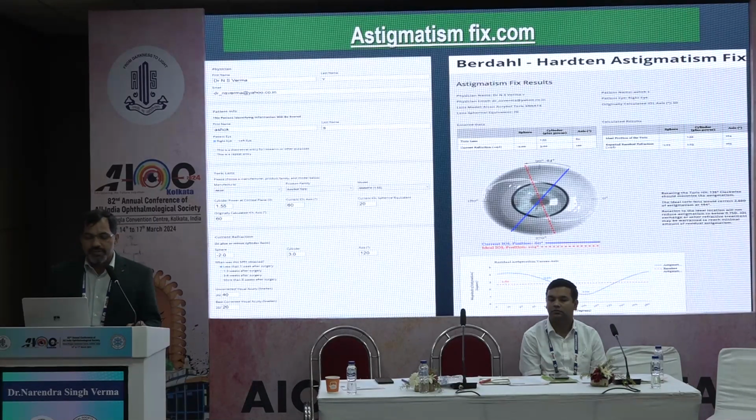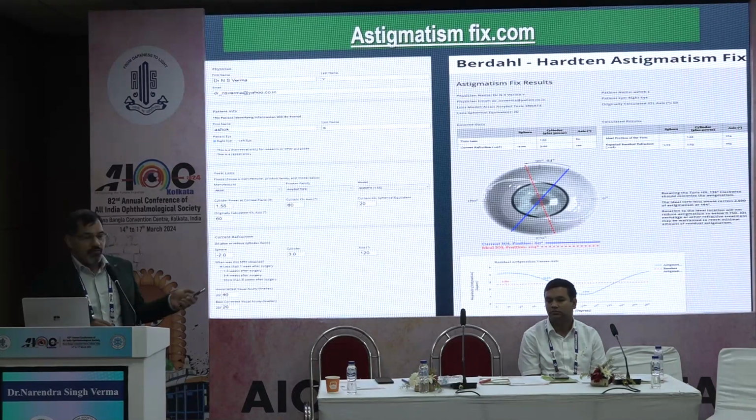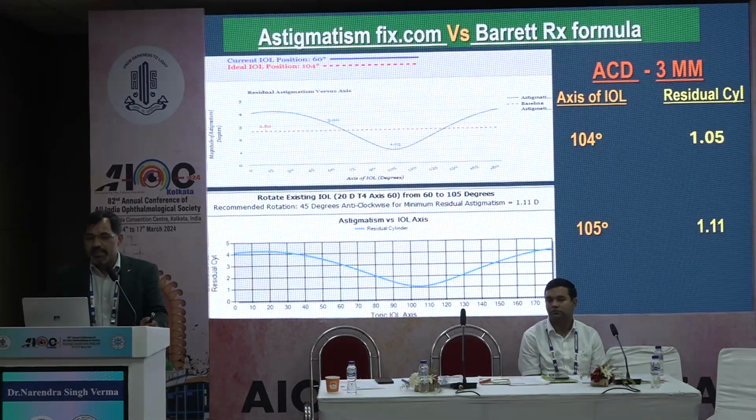This is astigmatismfix.com. In this, only a few data are required. It gives us the current IOL position of 60 degree and the ideal IOL position of 104 degree. So it tells how much rotation we have to do and what the residual refractive error will be. It is telling us only two things. Let us compare these two calculators.